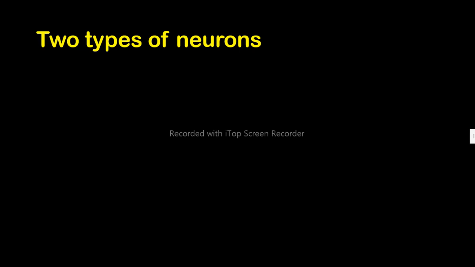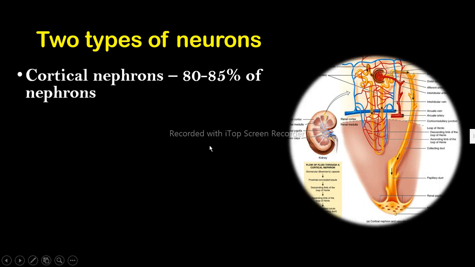Now, these nephrons can be categorized into two types depending on the degree of spanning through the renal medulla. The first type is the cortical nephrons, and these make up 80 to 85% of all the nephrons that you have. Why cortical nephrons? They are more into the cortex.